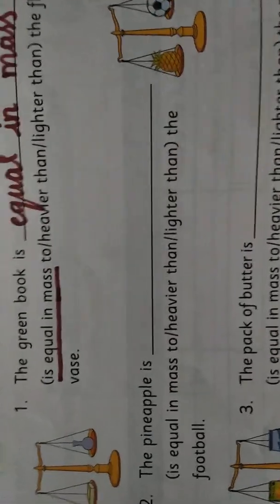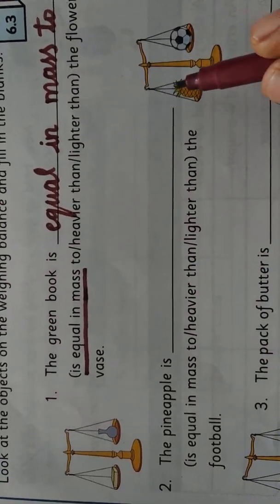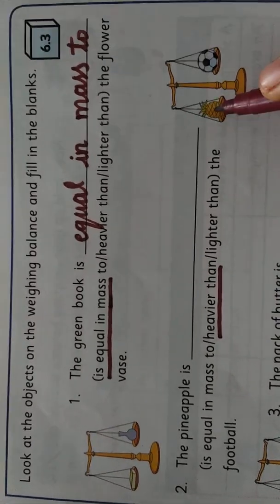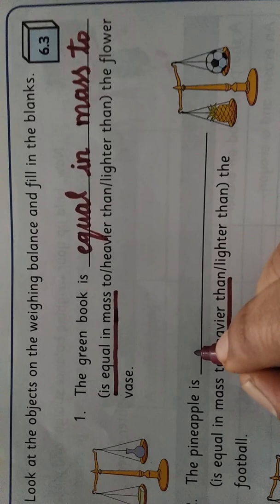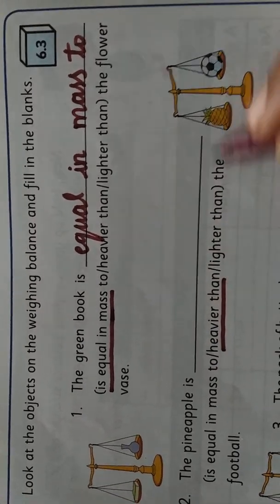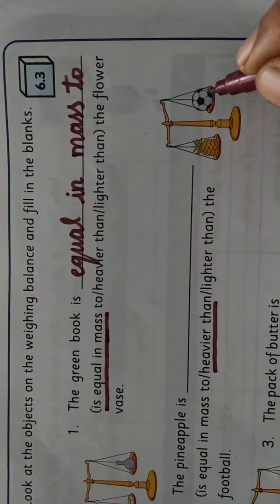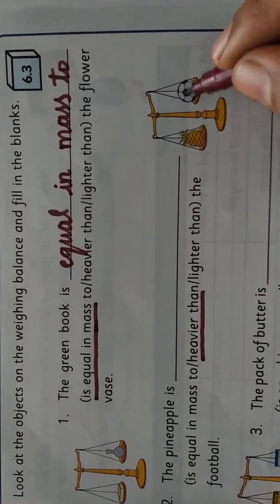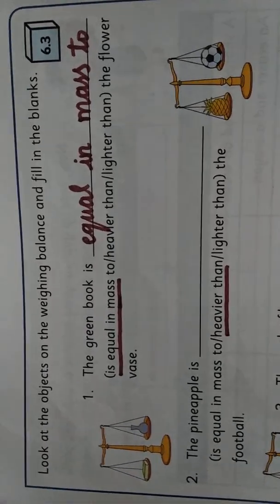So what do you want to write? The pineapple is, since this side moves down, heavier than the football. So you want to write heavier than. The pineapple is heavier than the football. The football moves up, and moving up means lighter weight. The pineapple moves down, and moving down means the heavier one.